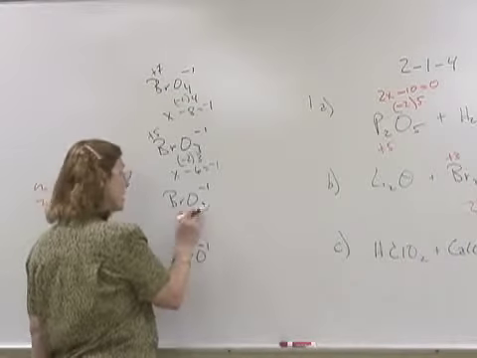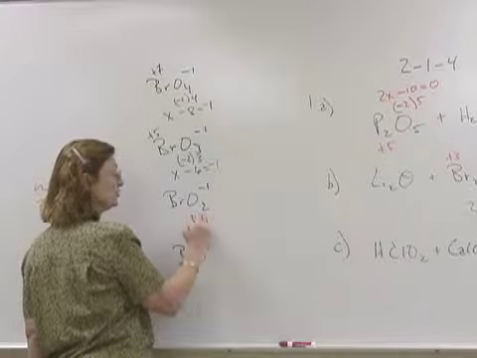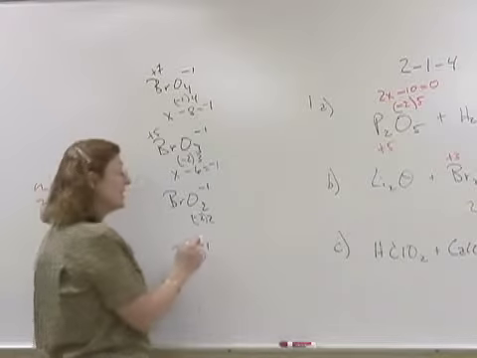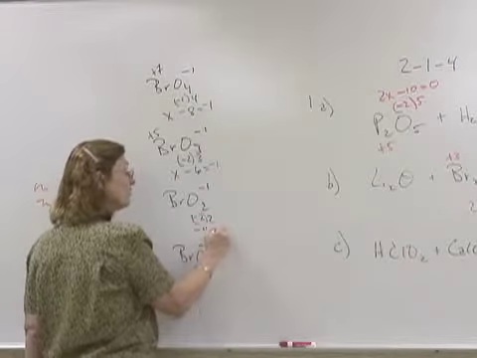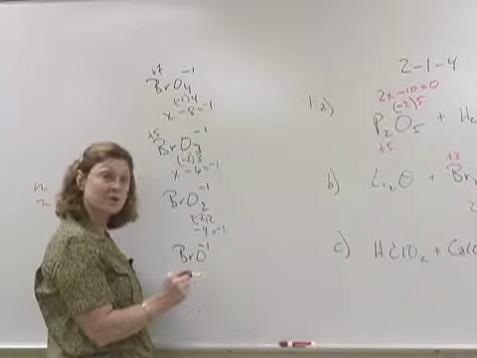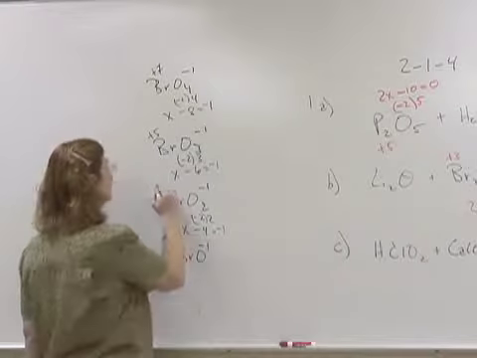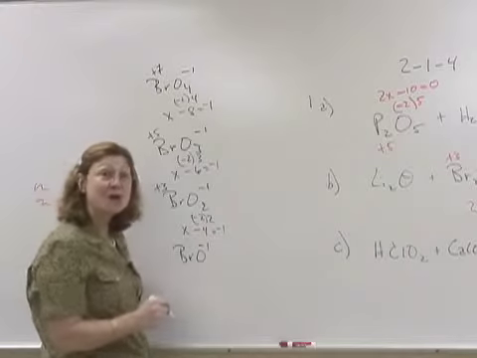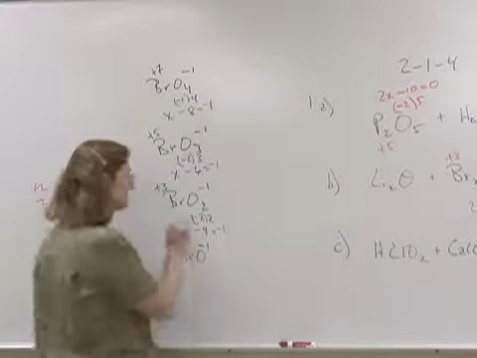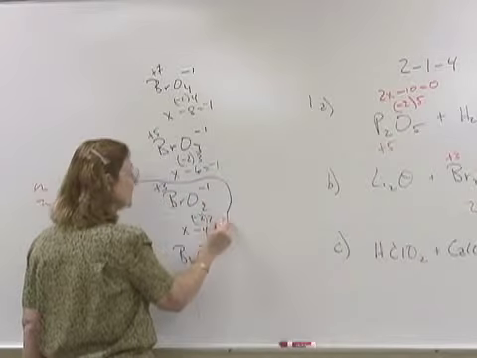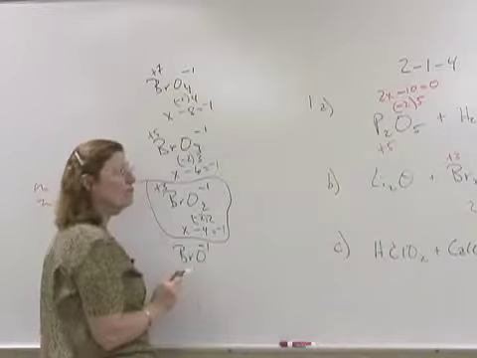Now in this compound, oxygen is also -2. There are 2 of them. That gives me a -4. The polyatomic ion's overall charge is -1. And in this case, bromine is +3. Bingo! That's the one I want. Bromite is the one I'm looking for.